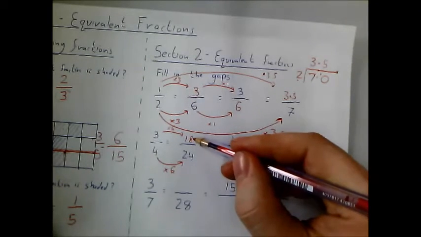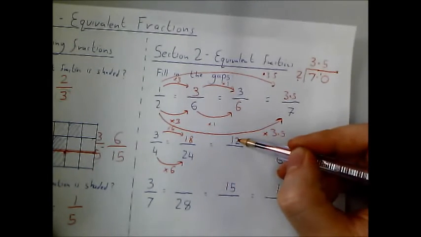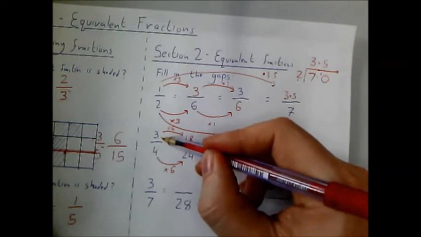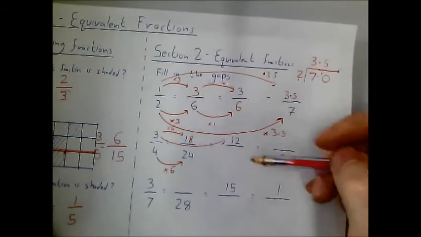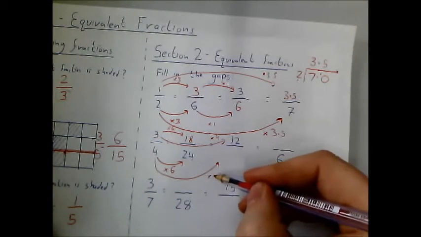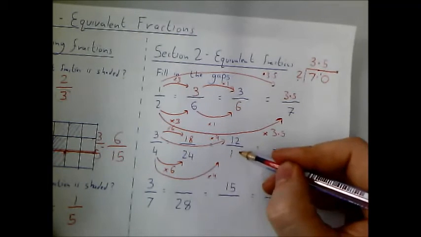Here, going from 18 to 12 is a little bit awkward. So instead, I'm going to start with my simplest form. I'm going to go from 3 to 12, which is multiplied by 4. So I multiply the 4 by 4. 4 times 4 is 16.